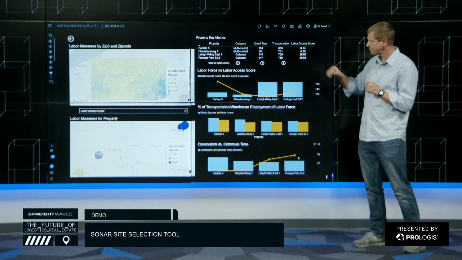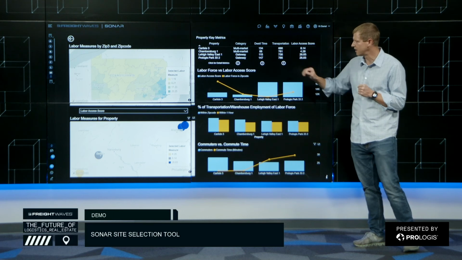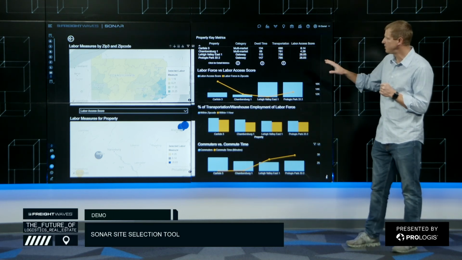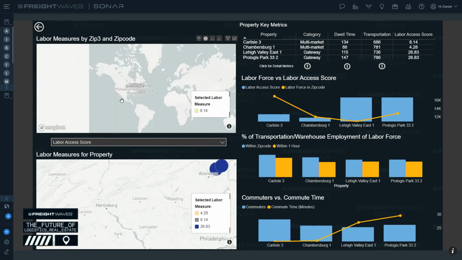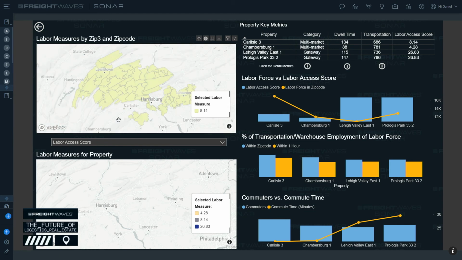So if we go over here and look at our map, I've neglected our map in the top left here. This is going to be a good way to see. If we click on that drill down button up there on the arrow, we'll be able to break this down. You can see clearly in these 3-digit zip zones that we have isolated there just where some of these labor scores are. We've got the selected labor measure of labor access score. If we pull all the way out here, so we can get a good idea of what's going on around this market. Why is an 8.4 important?